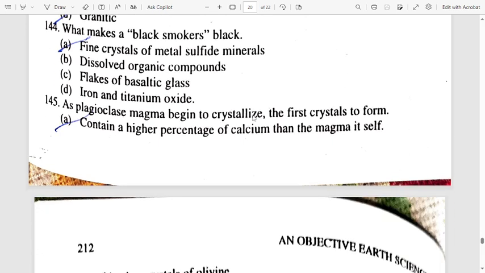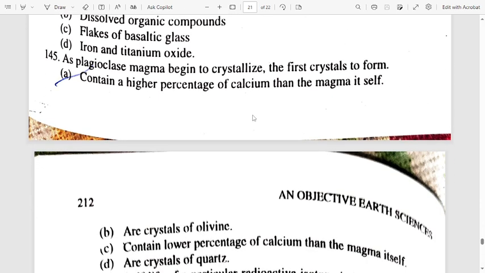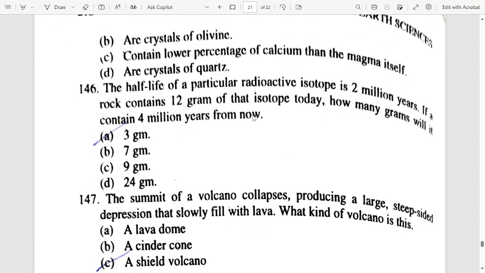As plagioclase magma begins to crystallize, the first crystals to form contain a higher percentage of calcium than the magma itself. The half-life of a particular radioactive isotope is 2 million years. If the rock contains 12 grams of isotope today, how many grams will it contain 4 million years from now? 3 grams. Okay. 12 by 4. 3.